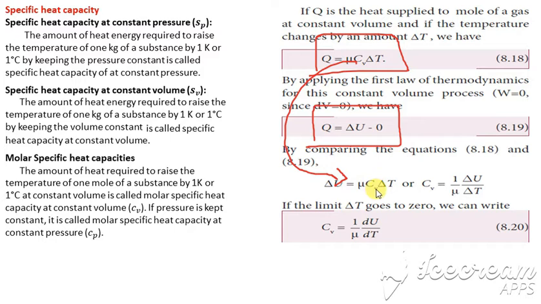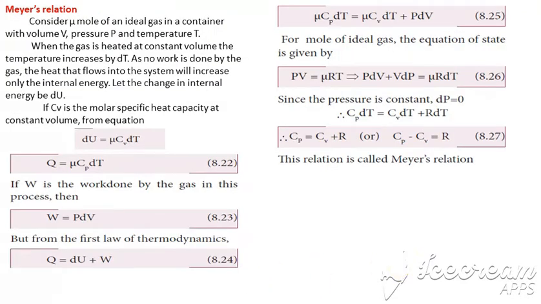So del U is equal to mu Cv into dT. From this, if you want Cv alone, bring this del T and mu down. So we get 1 by mu into del U divided by del T. Instead of del, we can also write d. Okay, so Cv is equal to 1 by mu into dU divided by dT. Clear?